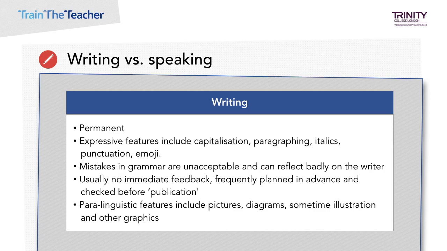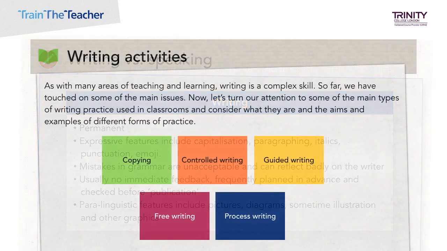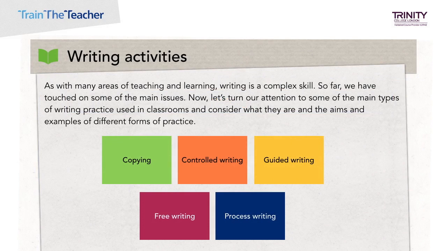Writing is frequently planned in advance, and it's checked before it's published. Paralinguistic features of writing include pictures, diagrams, sometimes illustrations, and other graphic forms. Writing is a complex skill, and it combines many factors.